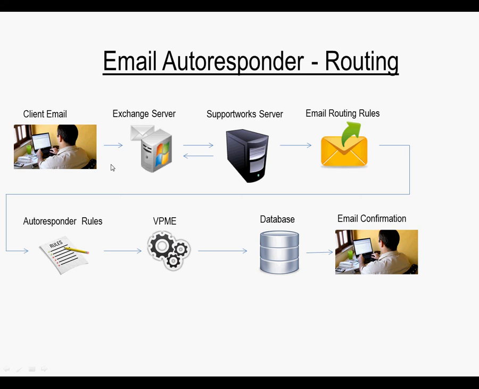The email is sent into your Exchange server. The Supportworks server will pick it up through either POP3 or IMAP4. The email routing rules will determine whether it's an autoresponder request or not, and if not, it will forward it into a folder or into your main mailbox. The email routing rules will pass it across to the autoresponder rules. It will go down the list from top to bottom to check which rule it matches. It will then select which VPME script to run to log it into the system, and then it will go into your database and you'll receive an email confirmation to say it's successful.